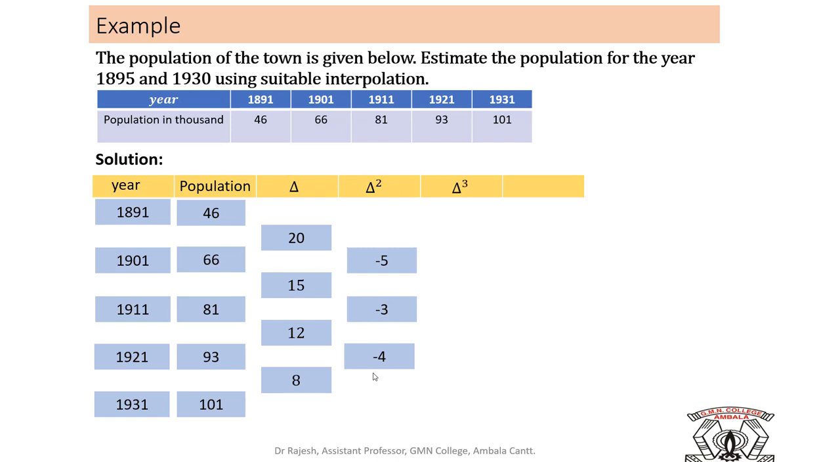Similarly, form the third order. Minus 3 minus minus 5, minus minus will be plus: minus 3 plus 5 is 2. Minus 4 minus minus 3, minus minus will be plus: minus 4 plus 3 is minus 1. Similarly, minus 3. So this is the difference table.